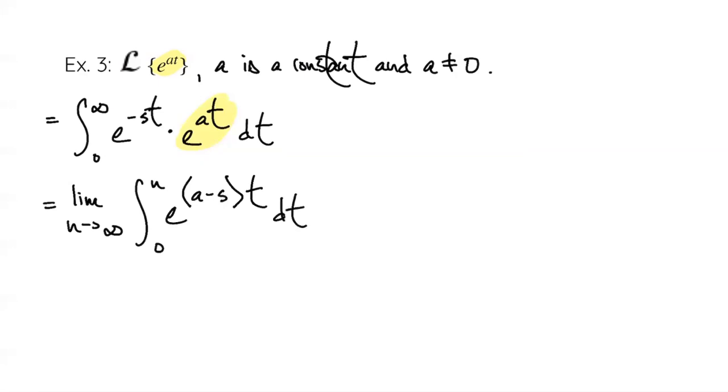dt. Let me just re-explain where all these numbers came from. Negative st plus at, but since they both have a t, I factored out the t. And then instead of writing negative s plus a, I just wrote a minus s.